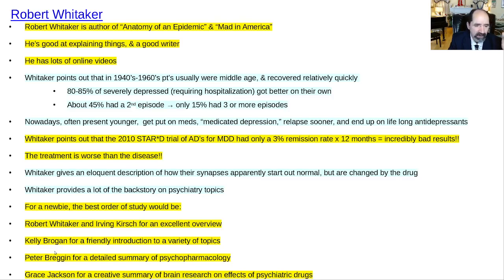Then you want to go to Kelly Brogan. She'll give you a real friendly introduction to a wider variety of topics. This book by Brogan is a little more challenging to read, but it gets right to the point about the drugs. It's about pharmacology. Grace Jackson's book is a big honking book. This is the best book if you want to try to understand the brain and how it works, and all the different theories of brain damage and neurodegeneration. She's clever and interesting and sort of original in her thinking patterns. Okay.